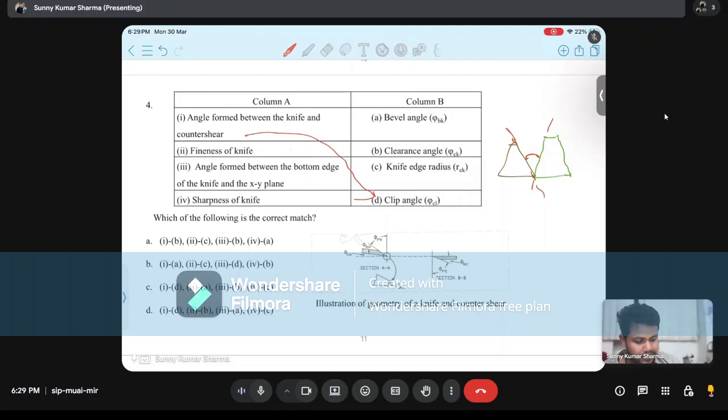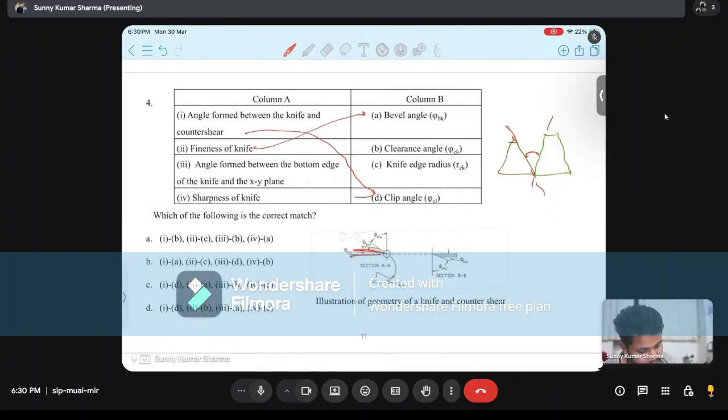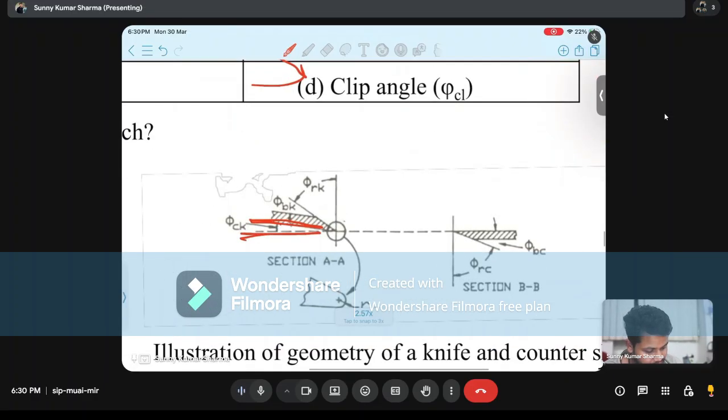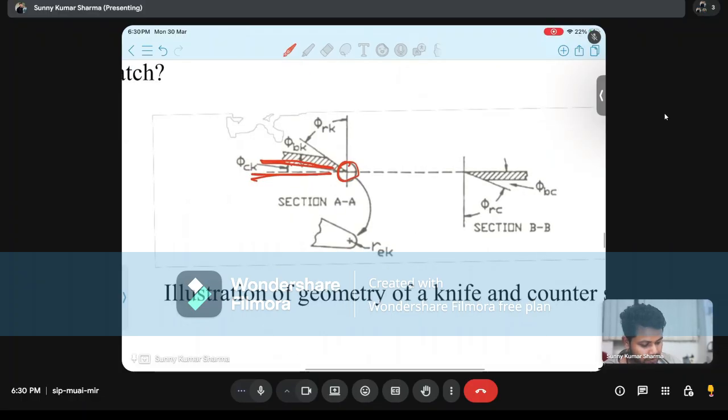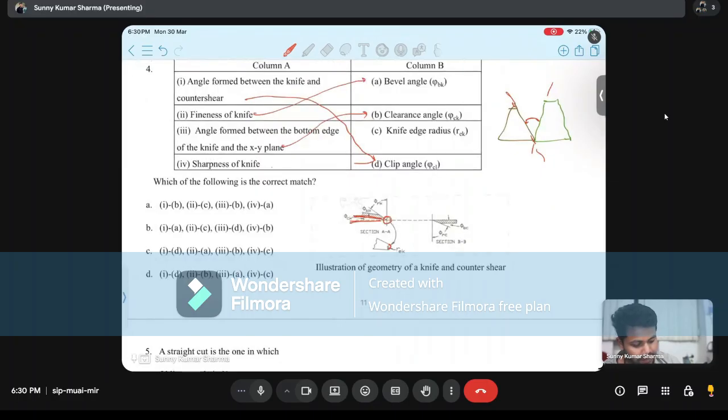The fineness of the knife is determined by the bevel angle, the angle formed between the bottom edge of the knife and the XY curve. So this is the bottom edge of the knife and this is the XY curve. If you are considering clearance, this is the angle. And the sharpness of the knife is determined by this radius. This circle is there, so this radius determines how sharp the knife is. So sharpness is determined by the knife edge radius.